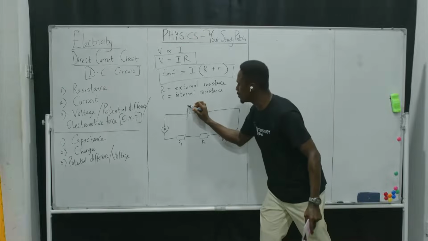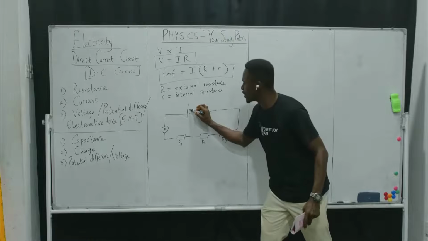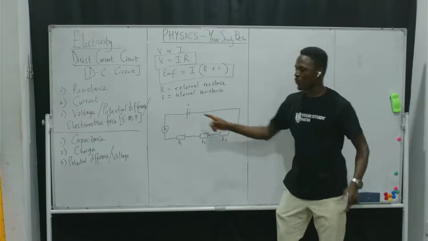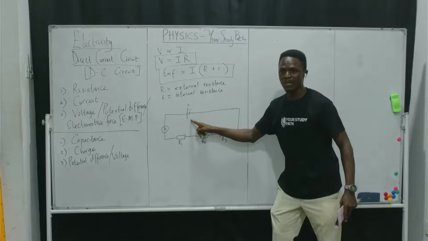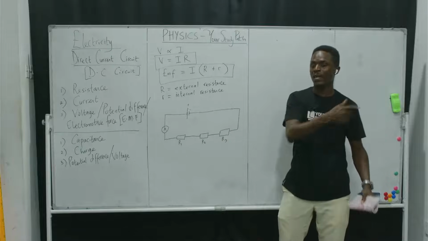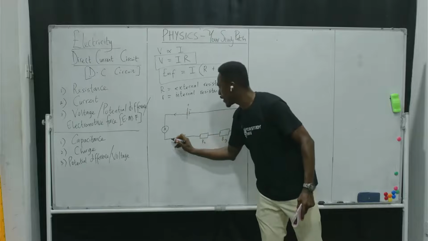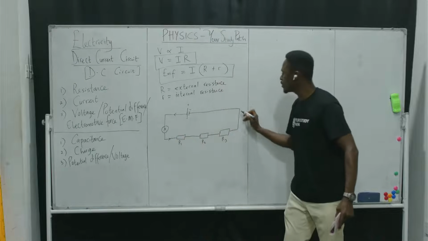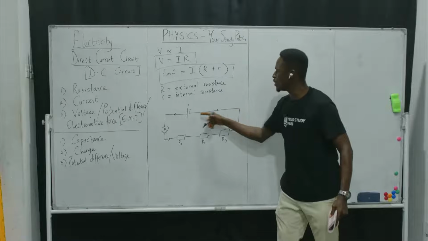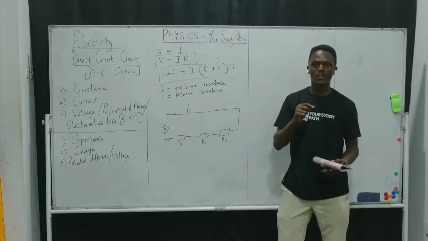The long line represents a positive terminal, while the short side represents the negative terminal. We've identified that current will always flow from the positive side to the negative side. Current will flow from the positive side all the way through to the negative side. Then we have a circuit being completed.